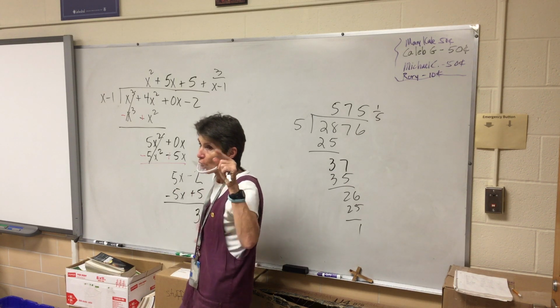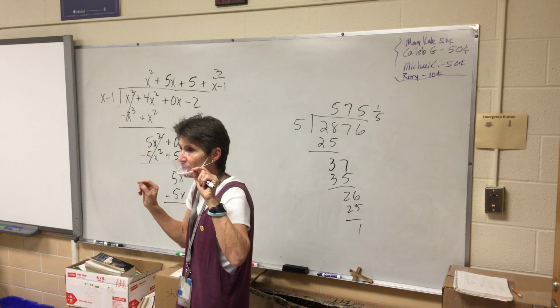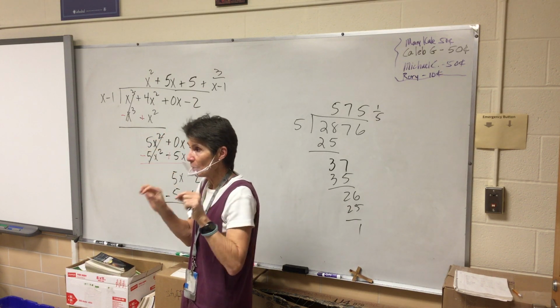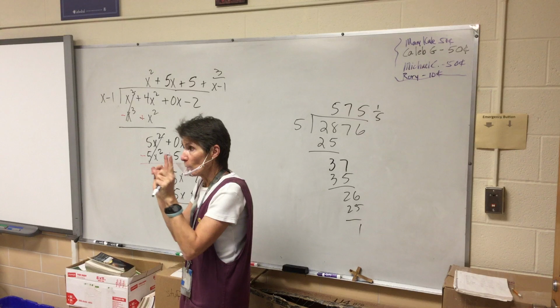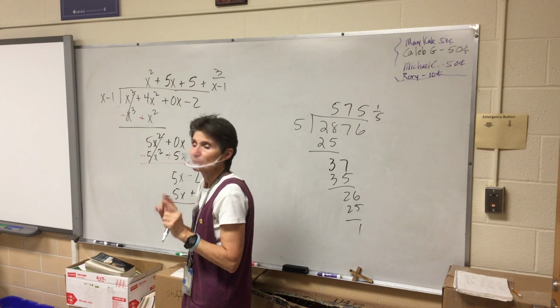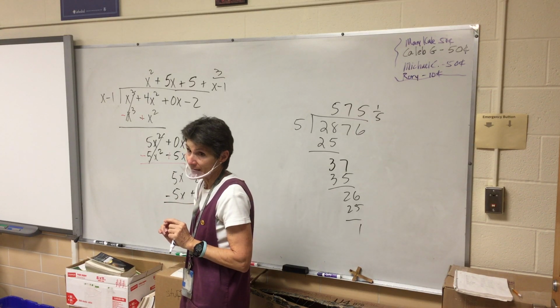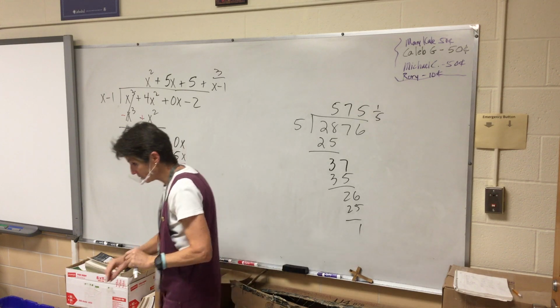Okay, so think about those hard problems with the stars next to them. Our job was to figure out what the factors were. So a clue to being a factor is you don't have a remainder when you divide. All right, let's practice one more long division.